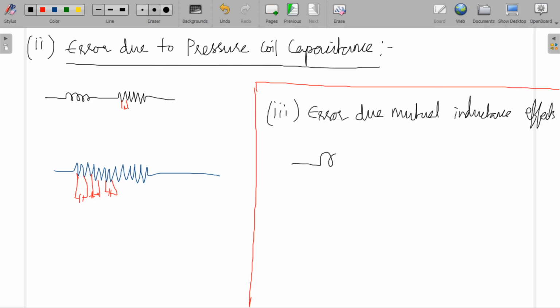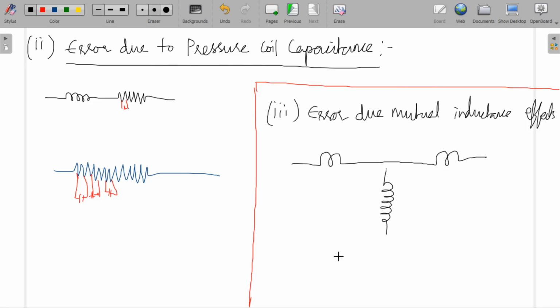Okay, you have current coil and pressure coil. Let me draw like this: voltage coil, pressure coil, right? This is the error due to the mutual inductance between these two coils, the current coil and the pressure coil.